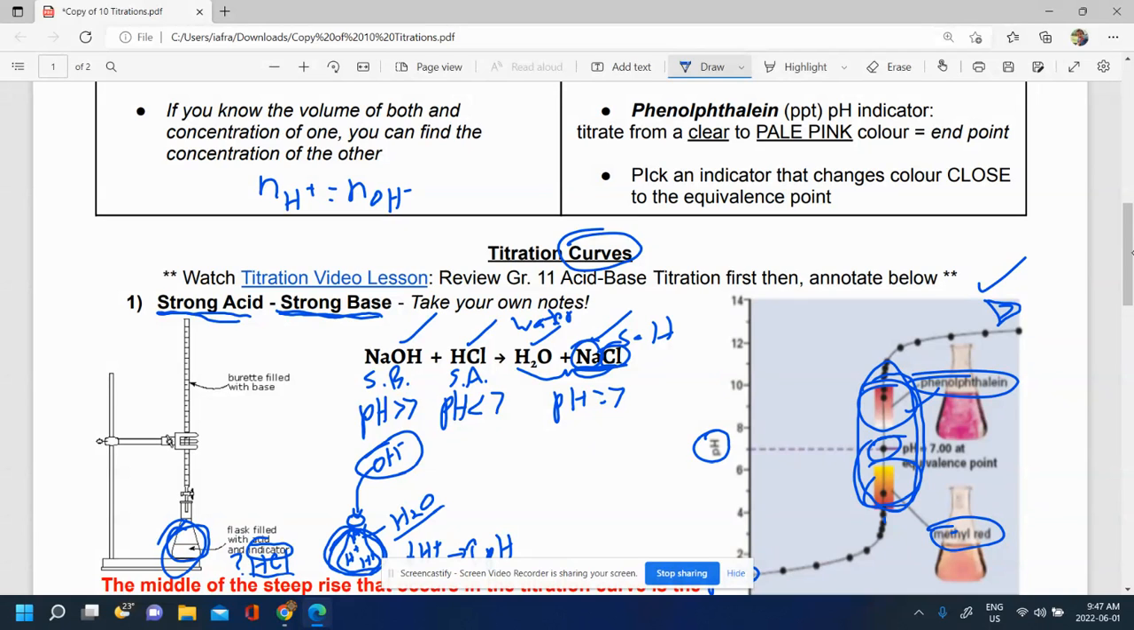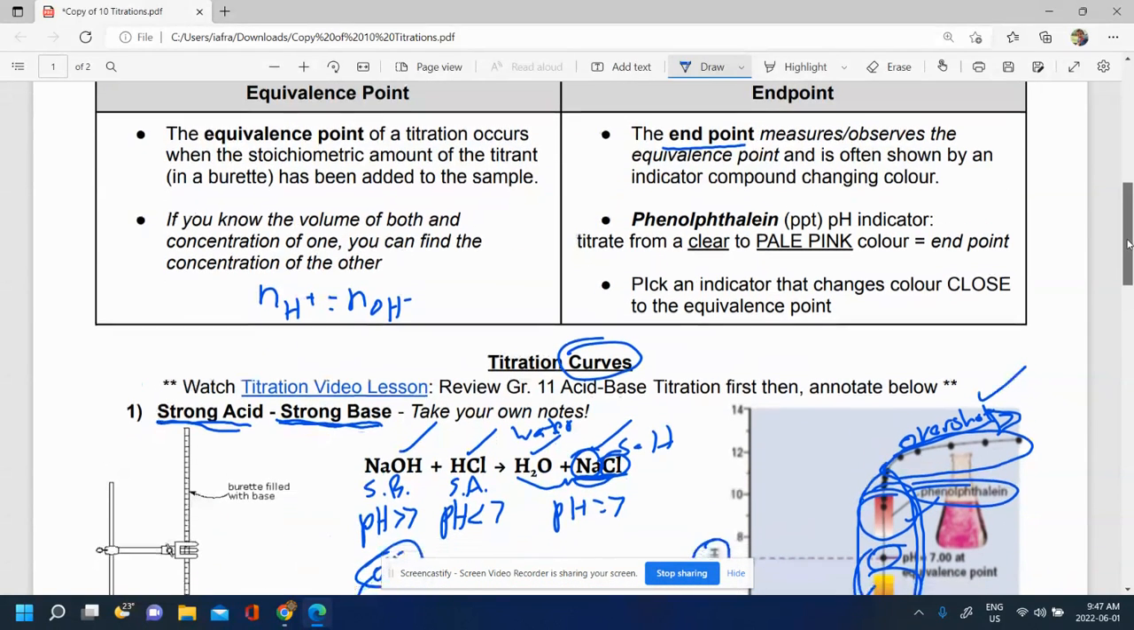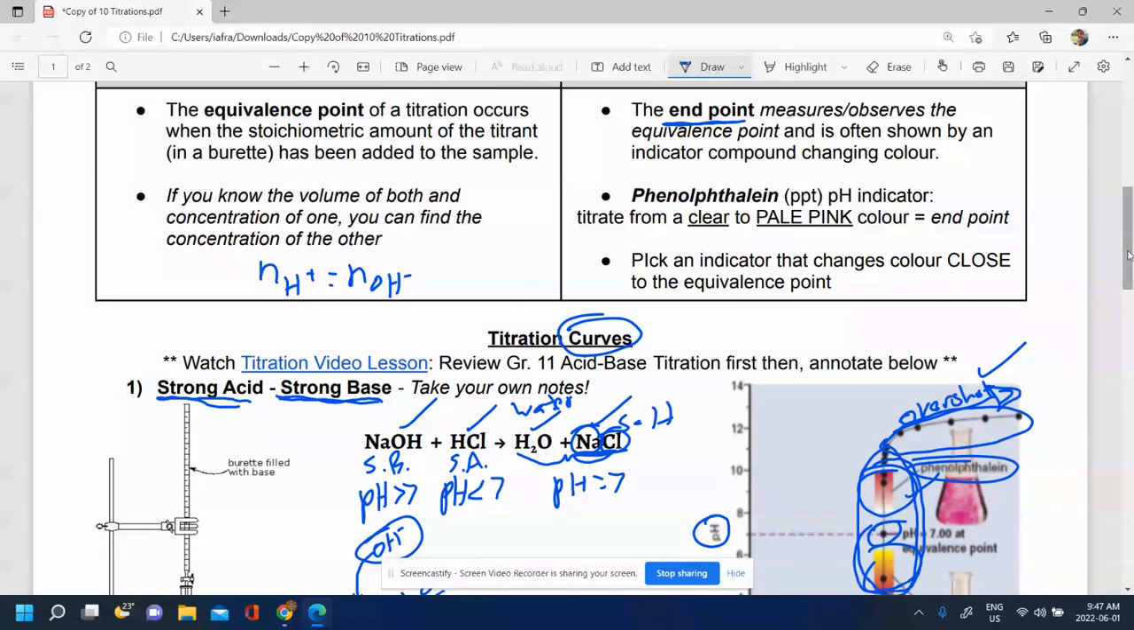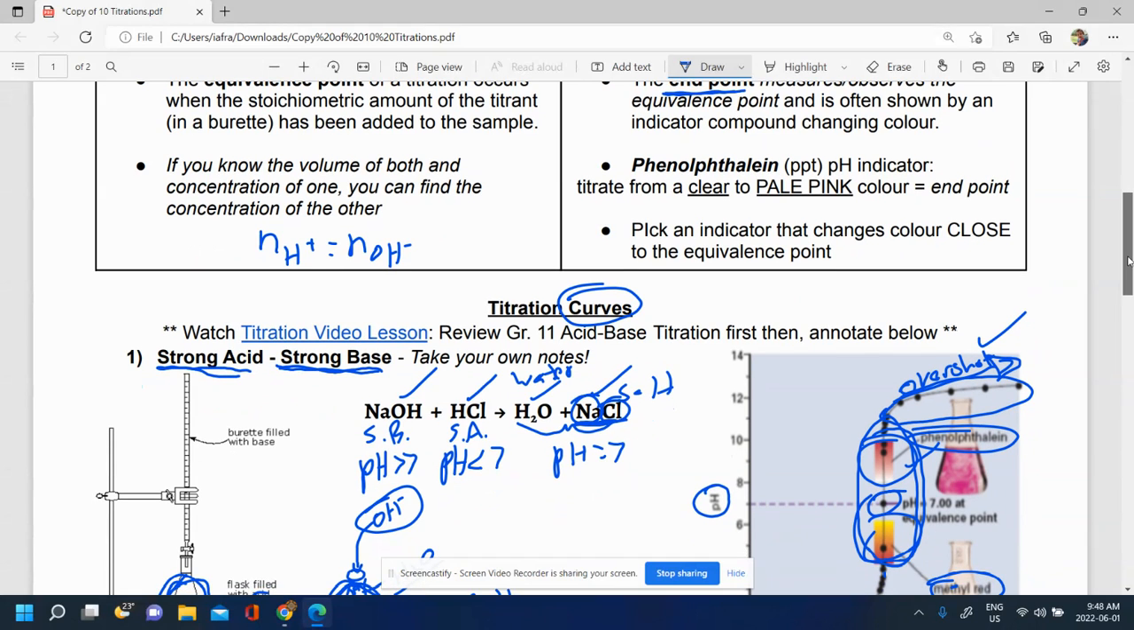So essentially, if you're in this region here, this is called an overshoot. You've just added too much base at this point. You didn't listen to your indicator. So your indicator, when it changes color, it's called the end point. It's not exactly the equivalence point because the equivalence point is a specific point on your graph. It's just close enough to your equivalence point that the color change says, hey, you've observed a color change, stop the titration, you're close enough. The calculations you do now will get you a pretty good estimate of what the concentration of the acid is.